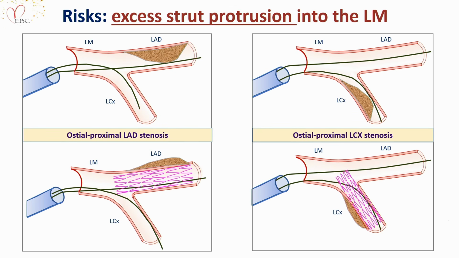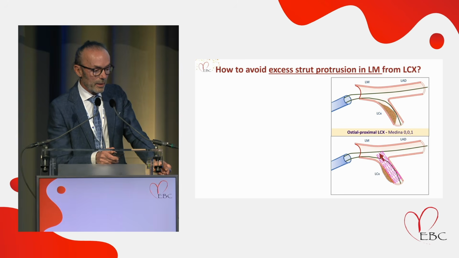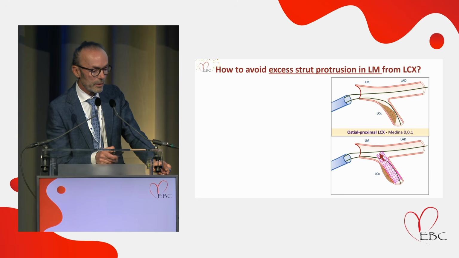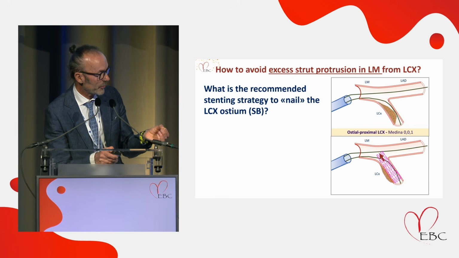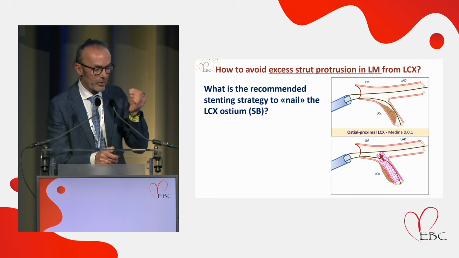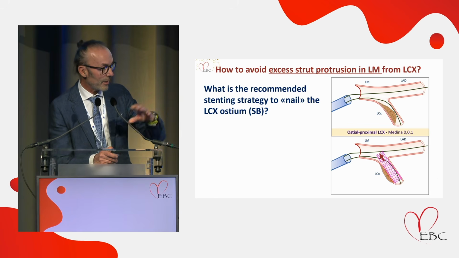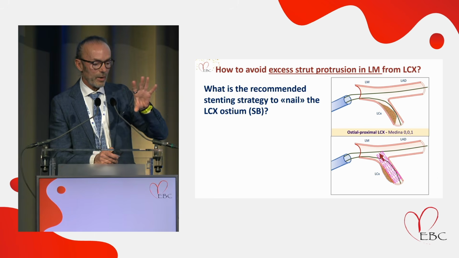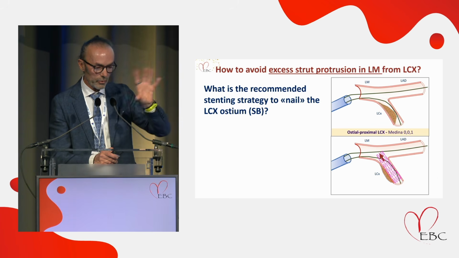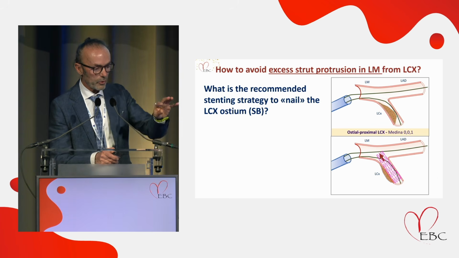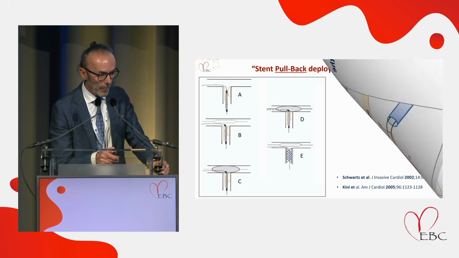But there is the risk of excess protrusion from the ostial LAD and the excess protrusion from the circ. How to avoid this risk? So, what is the recommended stenting strategy to nail the ostium of the circ? Because the circ is considered in the left main the side branch. So you have the circ ostial and the LAD ostial lesion. There are two different groups. The first group is the ostial circ.